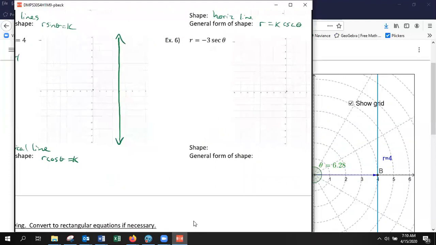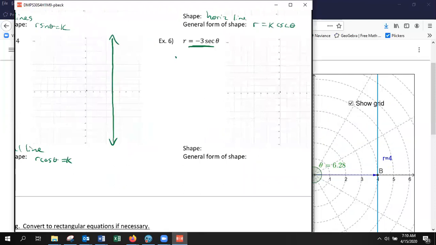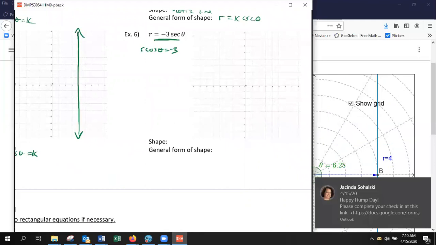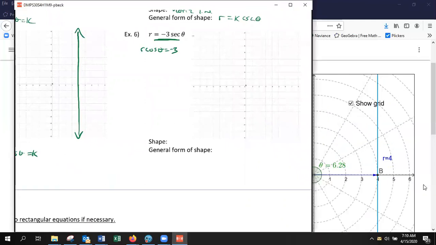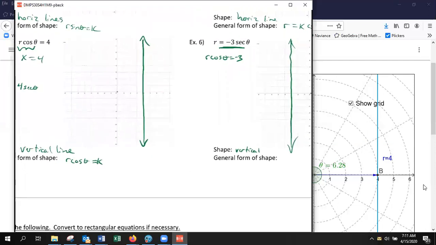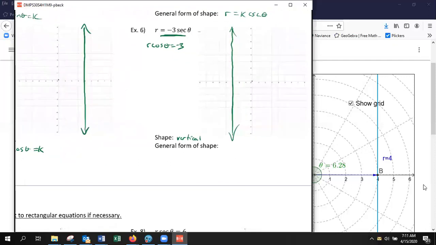So if our graph is immediately in the secant form, hopefully you recognize this is equivalent to r cosine theta is -3. So I am going to go ahead and graph that. So r cosine theta equals -3, which is that vertical line. So once again, this is a vertical line. Please remember vertical is spelled V-E-R-T-I-C-A-L. And that general form would be r equals k times secant of theta.